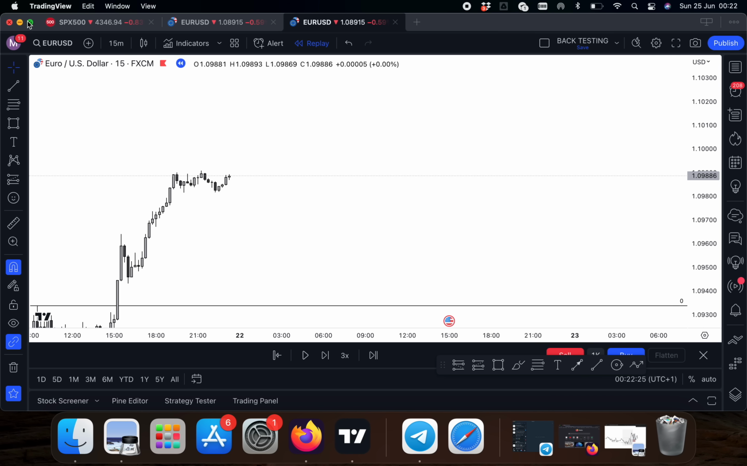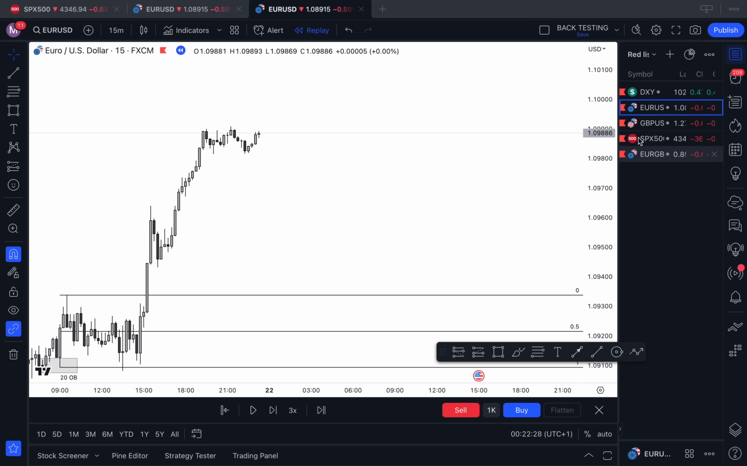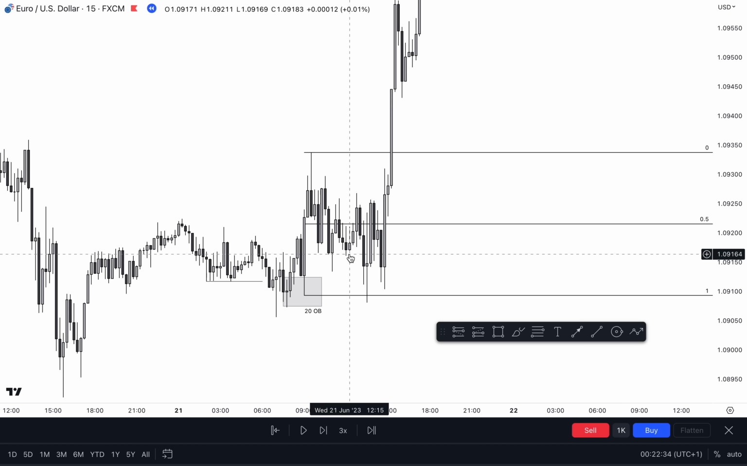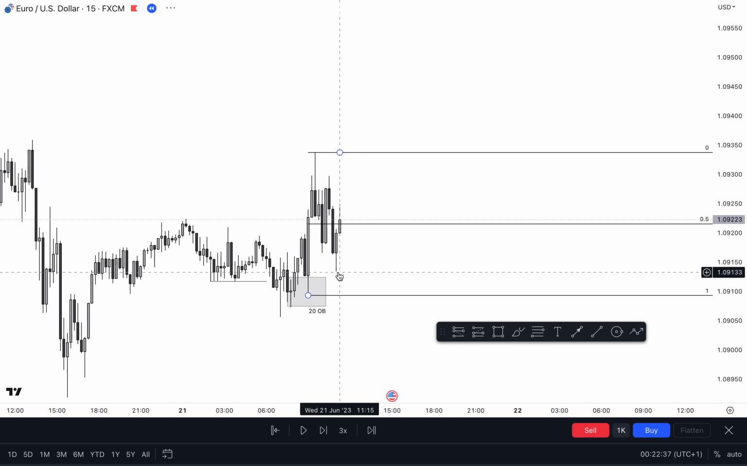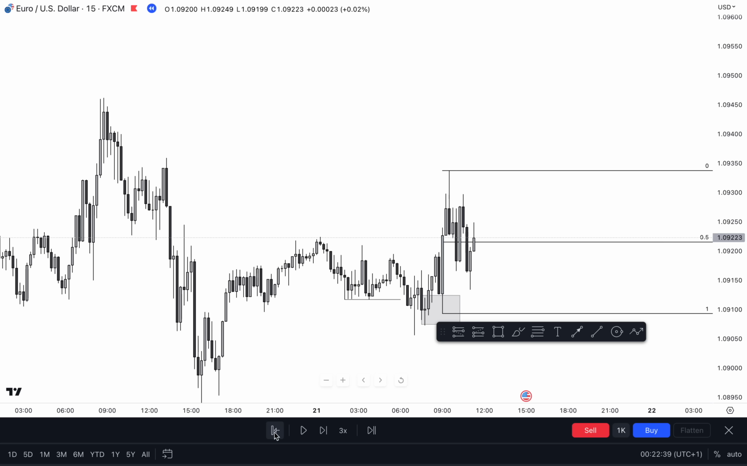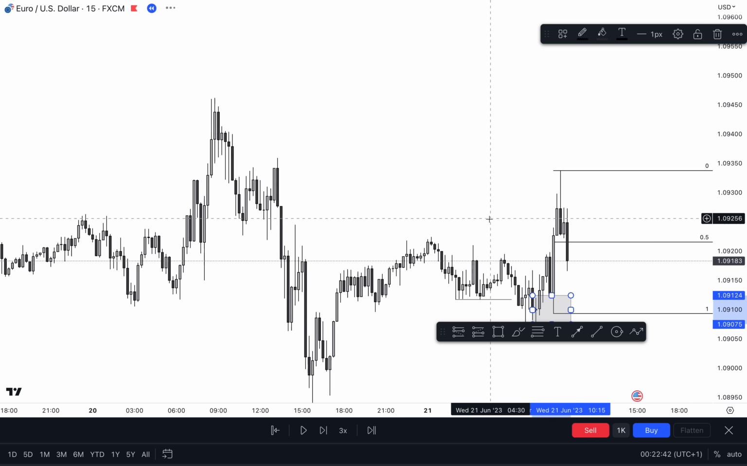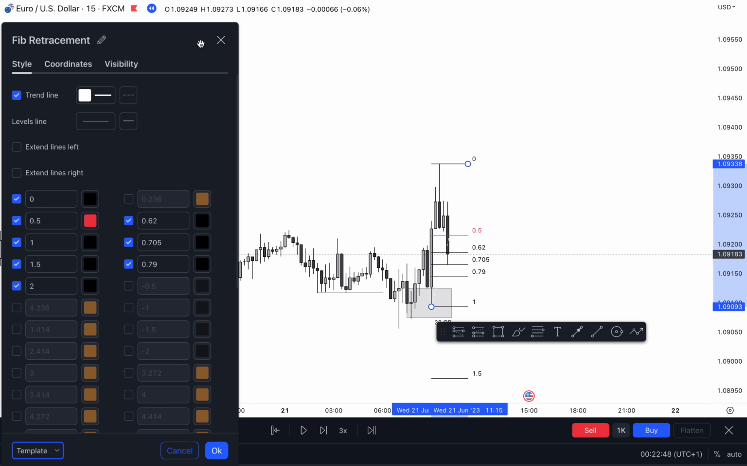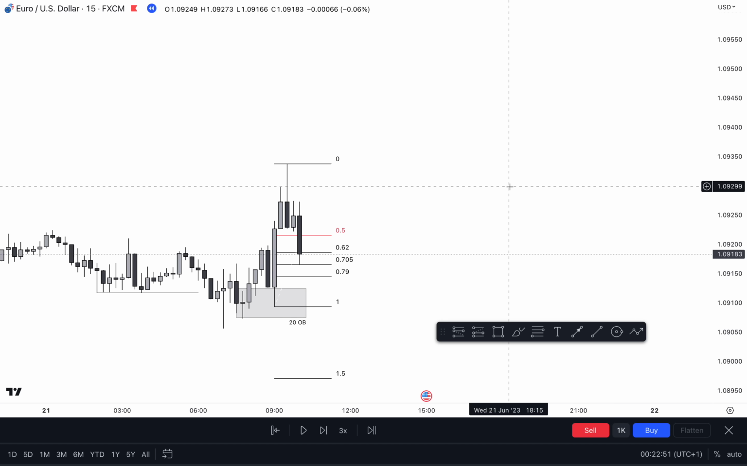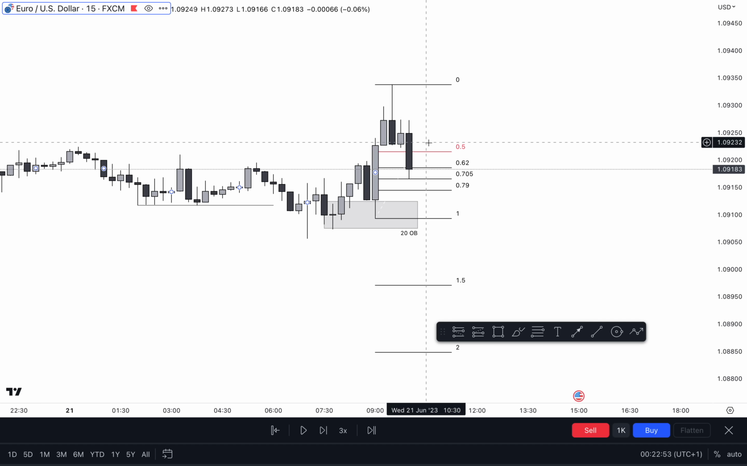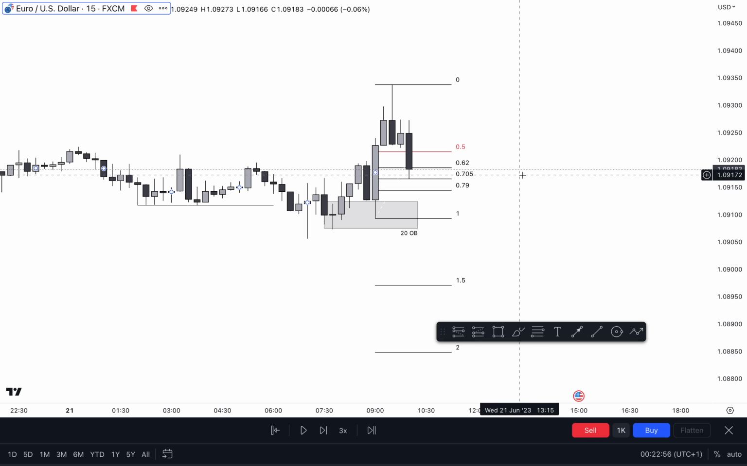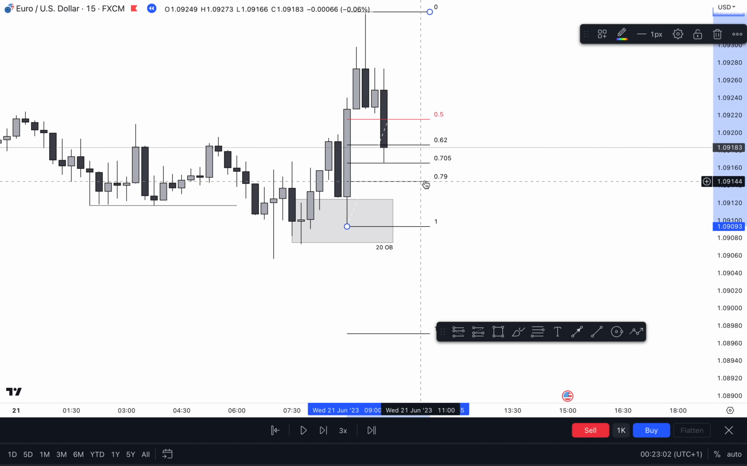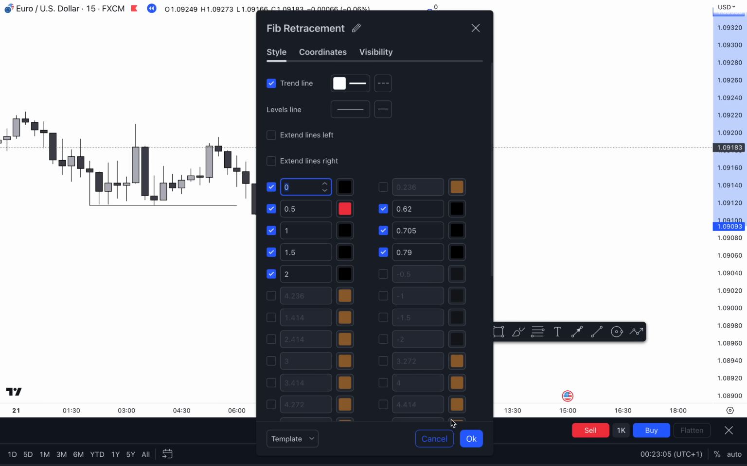So another setting that you could use on your fib, I've got, I think, ICT. Yep. So these are the other settings you could have. You've got your 0, your 0.5 and the 1. And then you've got 0.62, 0.705 and 0.79. And that's how it looks on your settings.